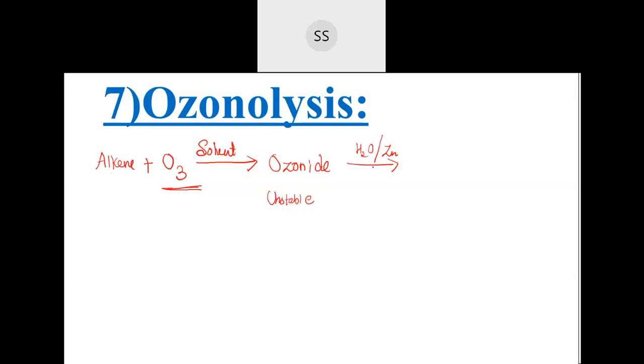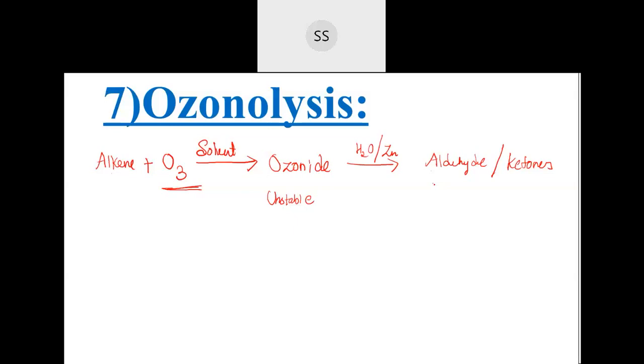Finally, the product you will get is either only aldehyde, or only ketones, or a mixture of both. That depends on the alkene you are taking. So aldehyde as well as ketone will be formed, depending on the alkene you are taking.